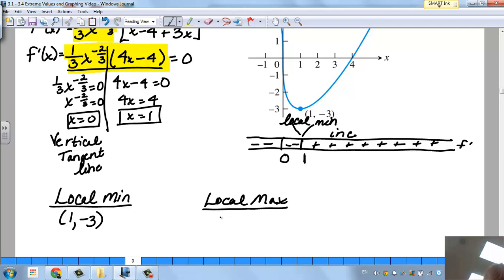And our local max, there is none, and that can happen. But this does show that at 0 there is a critical point at x equals 0. It's just that that's not a min or a max. Okay? Well, that's number 5, and in the next video I'm going to talk about global max and min.